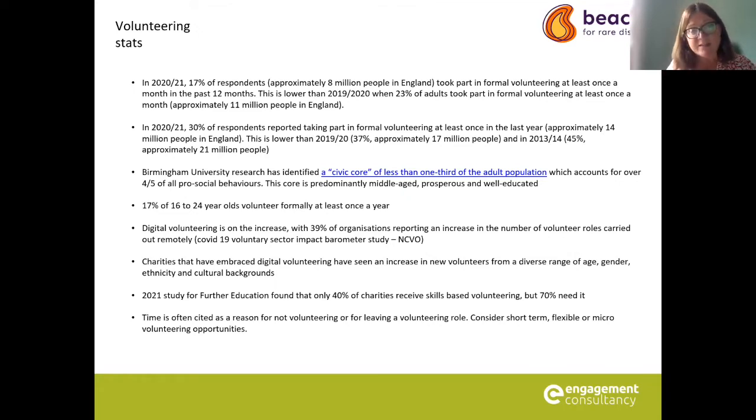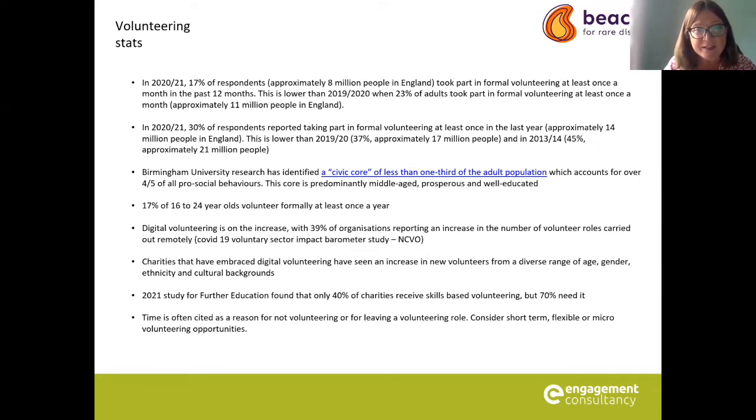And leaving aside anything to do with the pandemic and COVID, there's been a decline year on year for several years now in people taking part regularly in formal volunteering. It's difficult because people often don't identify what they are doing as volunteering. In a survey such as this, where people are asked if they have taken part in formal volunteering at least once a month, they may not consider that what they are doing is volunteering, whereas perhaps we would.